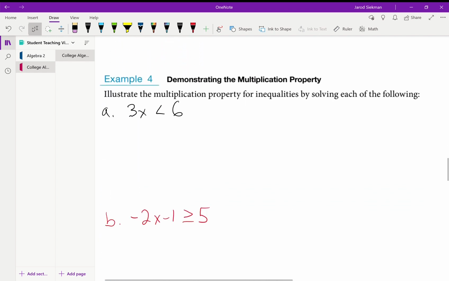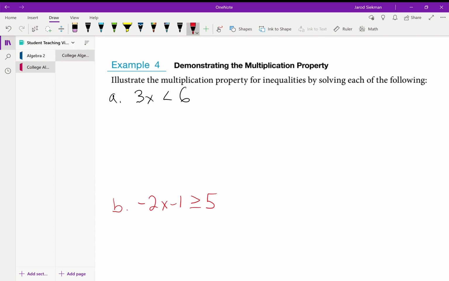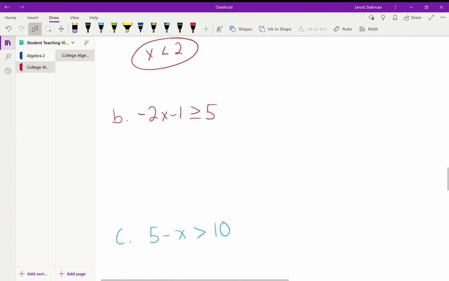But this is where it changes a little bit when we demonstrate the multiplication property. So for this one, we have 3x is less than 6. What we want to do, well, we want to divide by 3 to get x by itself. But this is positive 3, so we don't have to change the sign or change the inequality. So we have x is then less than 2. Now in part B, I'll show you.